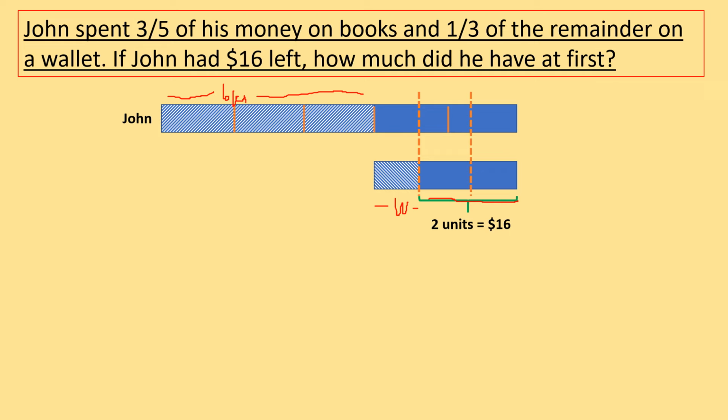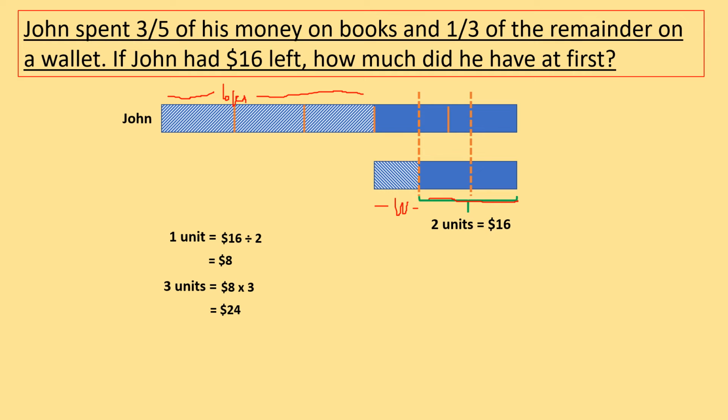So this one is 2 units, right? Because this part he says 1/3 is spent on a wallet. So this is 2 units. So 2 units equals $16. So 1 unit equals $8. So 3 units, which will be this whole part here, will equal $8 times 3, $24.